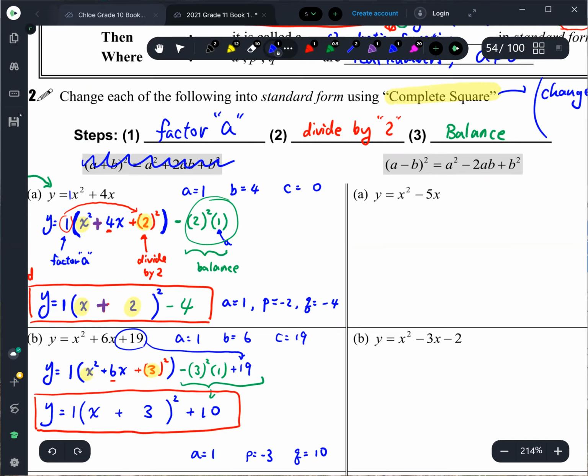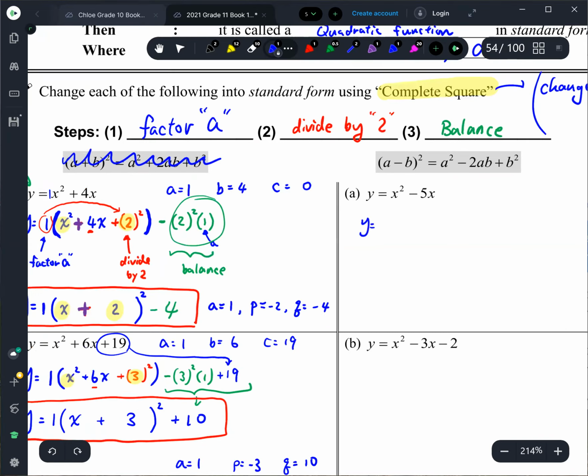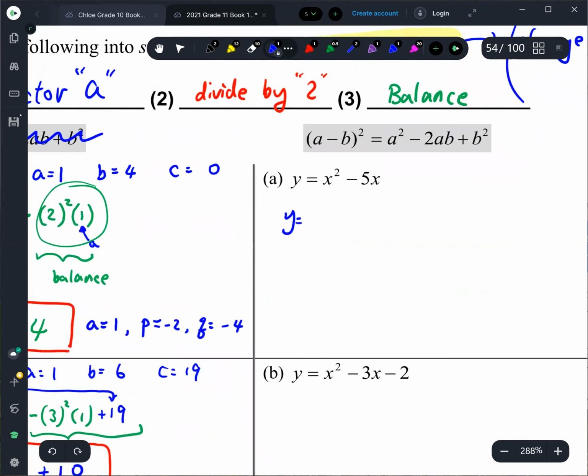Okay, so step 1, factor A. So Mackenzie, what's the A that we want to factor out? 1. Yeah. So we take out the 1, right? 1 is right in front of it. If it's 1, nothing changes, right? X squared is still minus 5x.